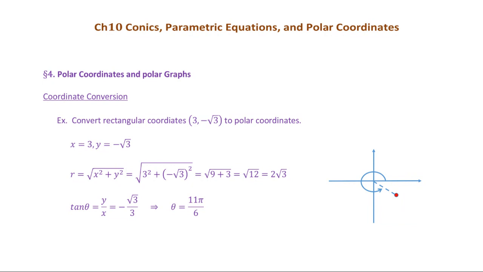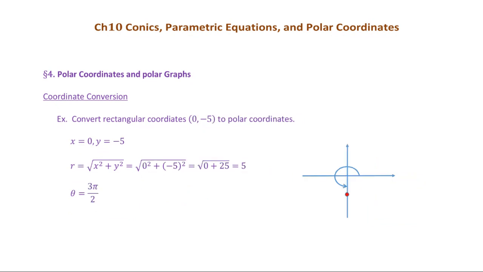Okay? So that's all for r. And for theta, we can use the formula tangent theta equal to y over x. So that's negative root 3 over 3, and you get theta equal to 11 pi over 6, or you can write it as negative pi over 6. So we do use the formula tangent theta equal to y over x here to figure out the angle, but you don't always have to use it, like in the previous example.